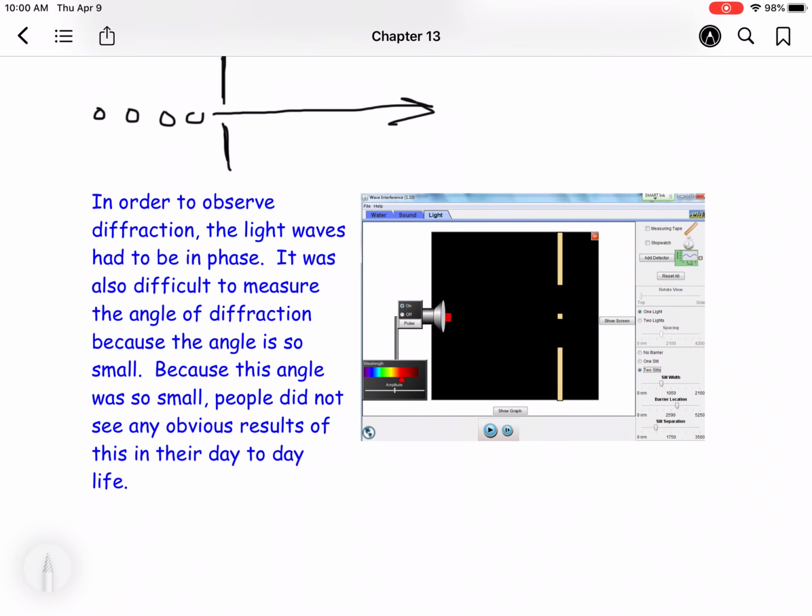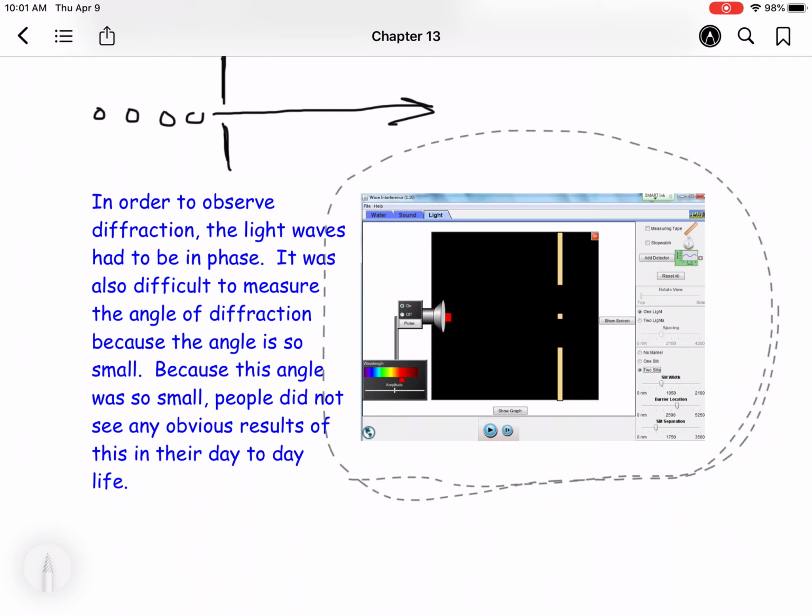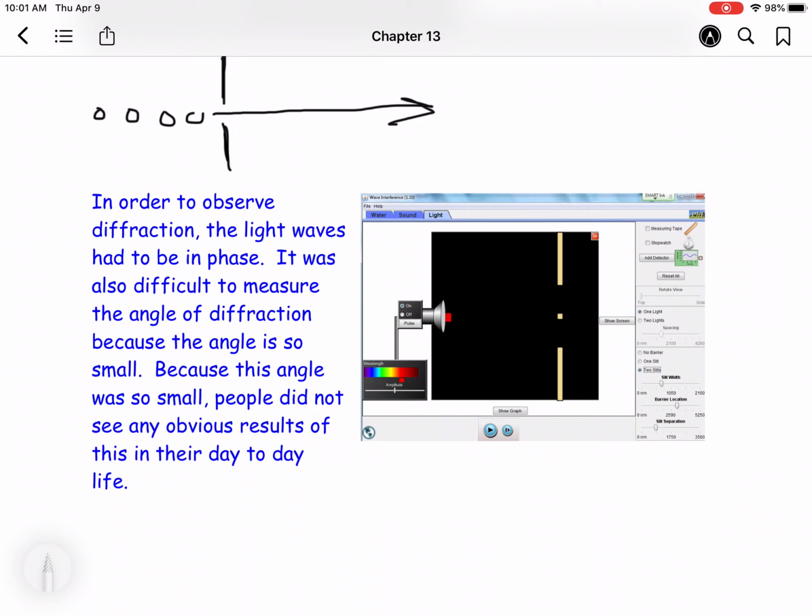You can actually click on this. There's a whole bunch of things. Take 10 or 15 minutes and test all the different things you can. There's light, water, sound, and two slits or one slit. There are a whole bunch of different ways you can see it, and you can change it. This should work on your Chromebook, no problem. Please pause the video and go do that now.